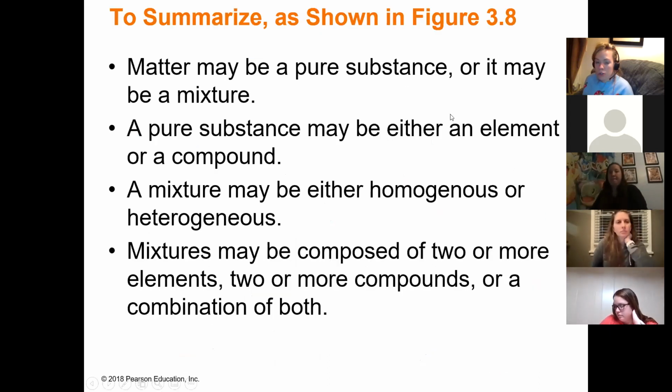So you want to be able to identify something under what it would be. So I could say, hey, you know, air, what type of matter is that? And I don't want you to say it's elemental. Okay, I would want you to say it's a homogeneous mixture.